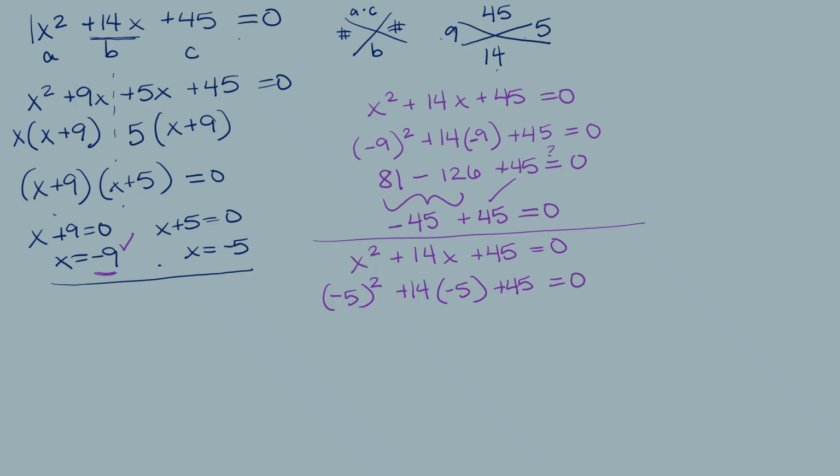Alrighty, so then this -5 times -5 is a positive 25, minus this 14 times -5 is going to be -70, and then plus this 45 that we just carry down equals 0. And then this 25 minus 70 is -45, plus 45. Again, we're just dragging this one down. And this does equal 0. So this -5 is also a possible solution. So your final answer is x equals -9, comma x equals -5.